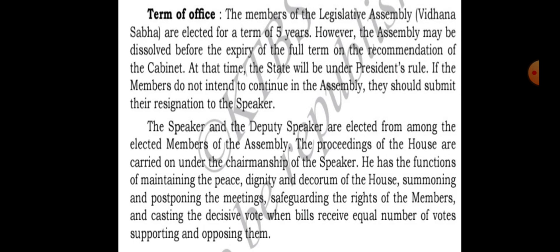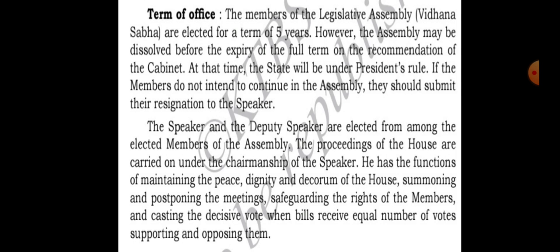Now, what is the term of office? The members of Legislative Assembly, which is also called Vidhana Sabha, are elected for a term of 5 years. But if the Assembly members do not enjoy the confidence, then the House can be dissolved before the 5 years on the recommendation made by the Cabinet. At that time, the state will directly come under the President's rule.